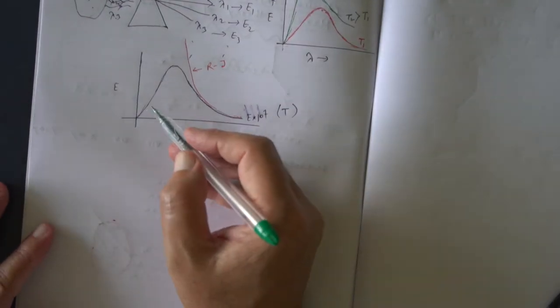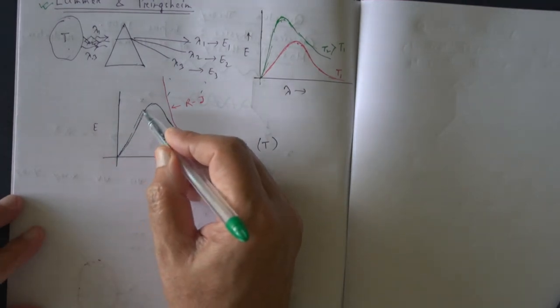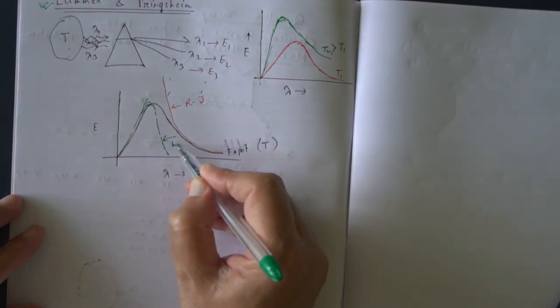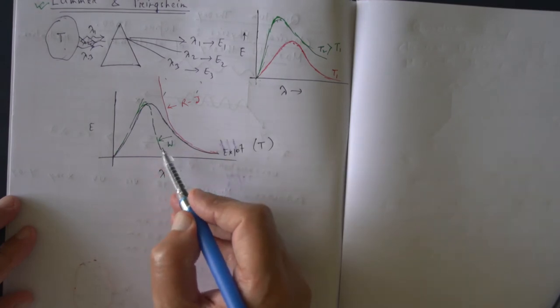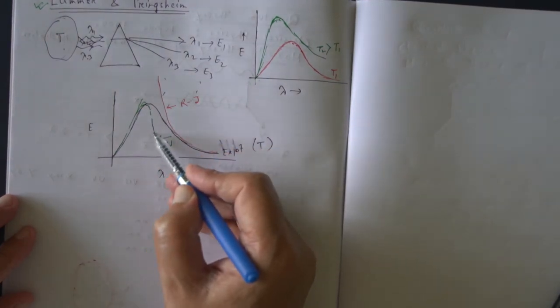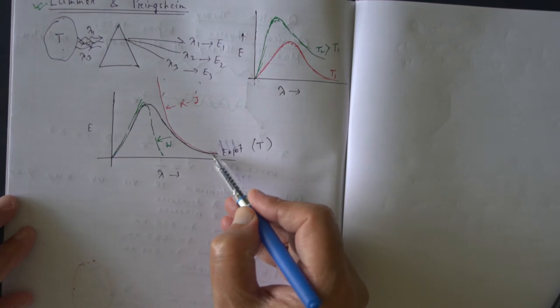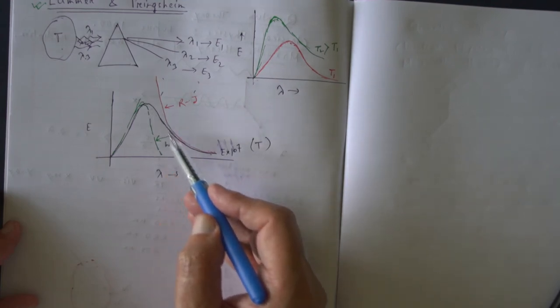Similarly, using Wien's formula, if we draw a graph, the graph will be like this. So, neither Rayleigh's formula nor Wien's formula can give the experimental graph. So, neither Rayleigh's formula nor Wien's formula can explain the experimental observation of black body radiation.